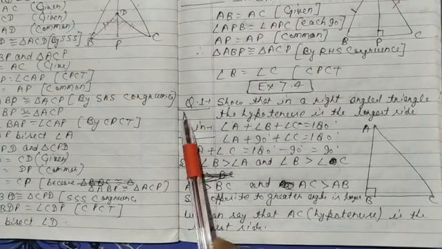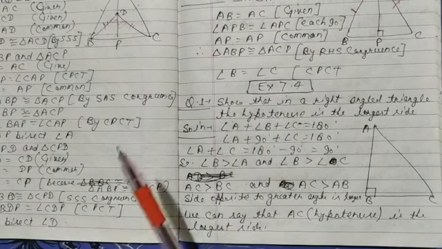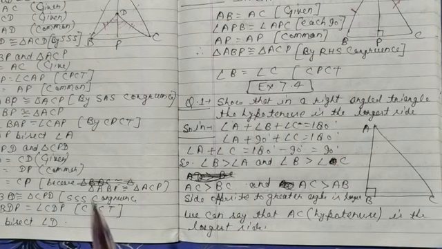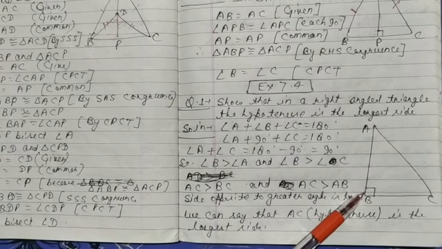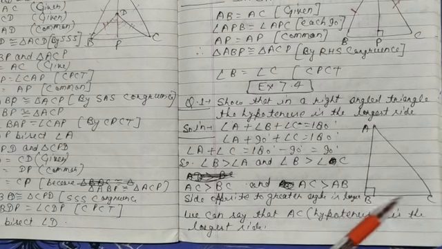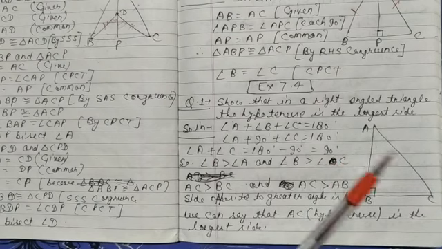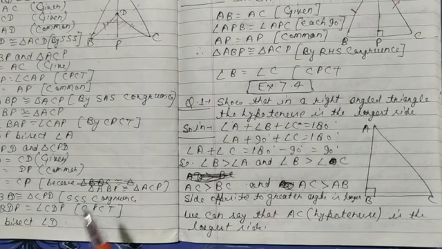Question number 1 of exercise 7.4. We want to show that in a right angle triangle the hypotenuse is the longest side. We want to prove that if we have a right angle triangle, the hypotenuse is the longest side. Let ABC be a right angle triangle and angle B is 90 degrees. So BC is the base, AB is the perpendicular, and AC is the hypotenuse. We want to prove AC is the longest side.